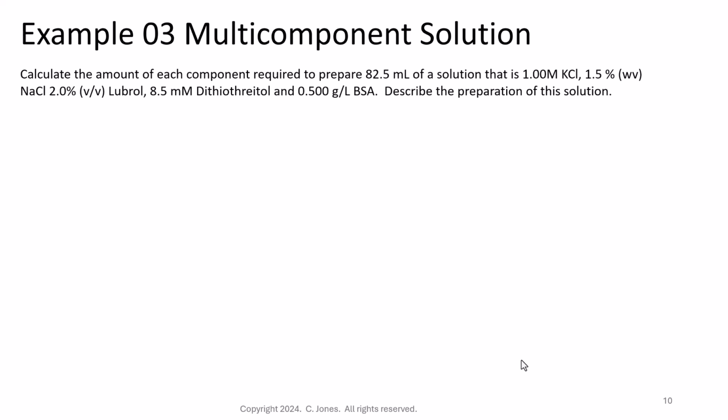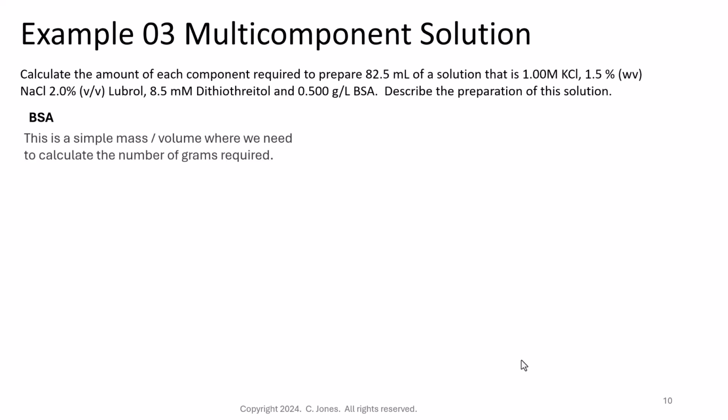Okay, what's next? Last but not least is our BSA. And the BSA is given to us as grams per liter. So this is a little bit different, mass per volume, and that's why I included this. But again, we're still going to use the same equation. Grams is equal to volume to prepare times the grams per liter.